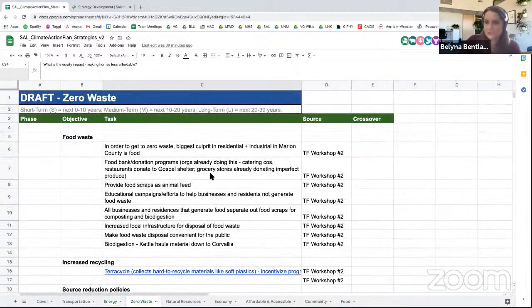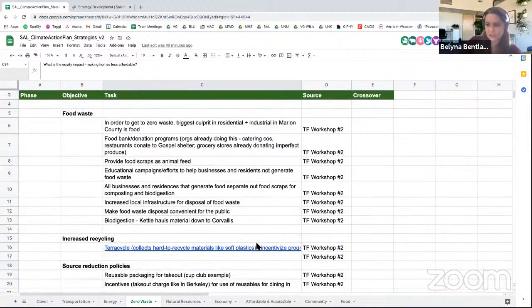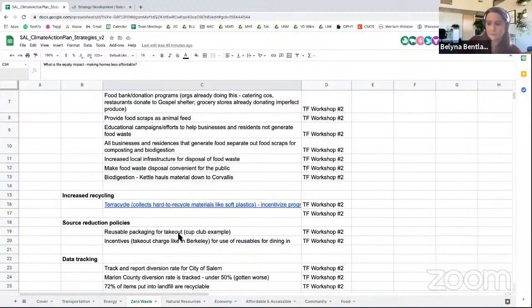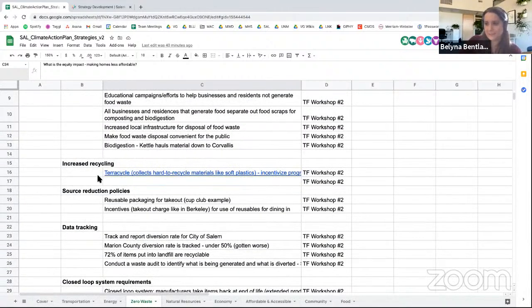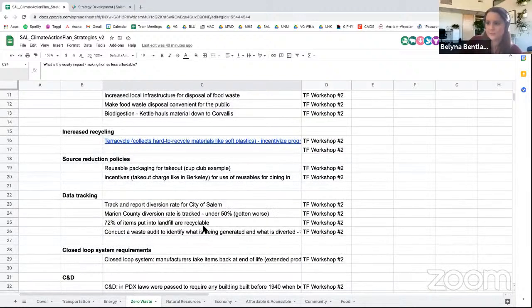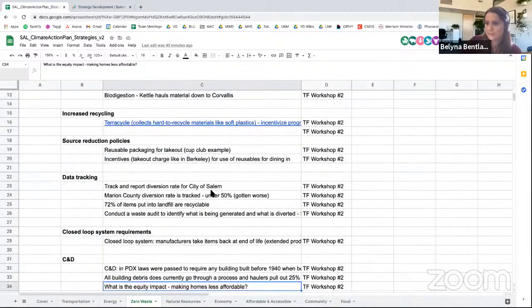Going to zero waste. So looking at food waste as a huge opportunity, like most cities, it seems like Salem has a great opportunity to reduce waste from food. So on the front end, maybe there's programs that could help households as well as businesses and organizations reduce the amount of food generated. And then on the back end, maybe there's some city or community-wide composting programs, biodigestion, increased recycling for materials that might not be accepted in traditional recycling programs, source reduction policies, data tracking.